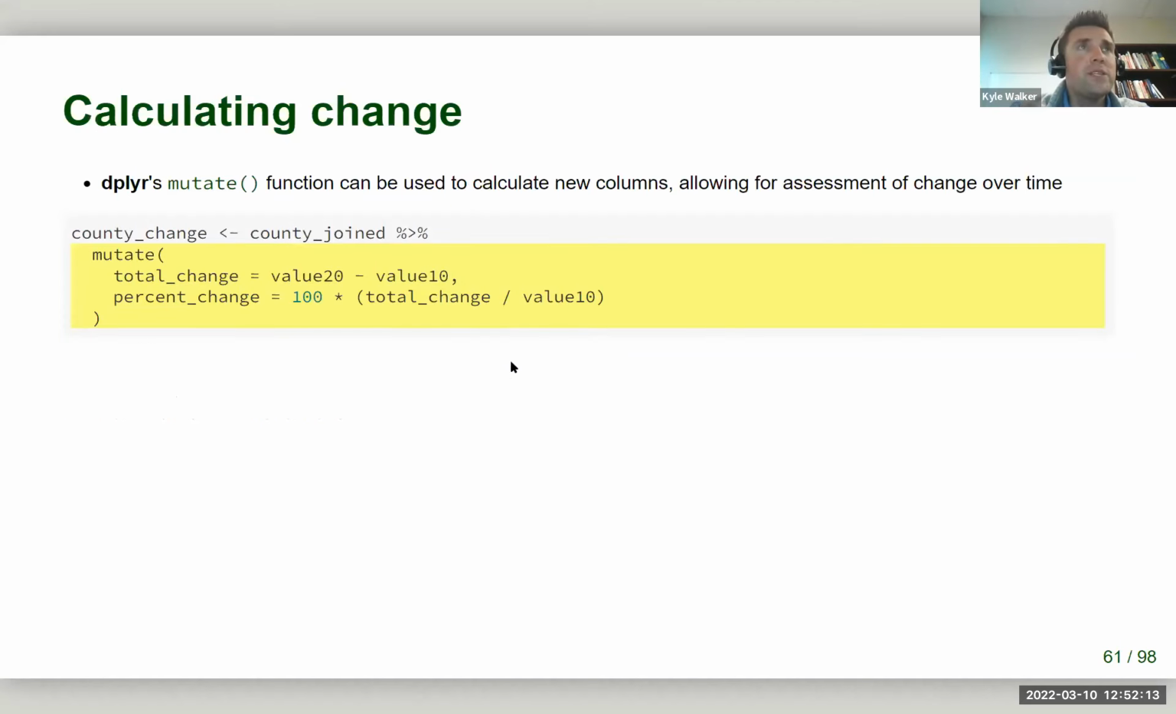In the next step, and I'll do this all together in a little bit, we already learned how to calculate new columns. And I can use the mutate function to do that and assess change over time. So I'm going to create two columns here. One will be the total change, which is my value in 2020 minus my value in 2010. And then the other is going to be percent change, where I take the total change I just created, divided by the value in 2010, I multiply that by 100, and that gives me percent growth or percent decline.